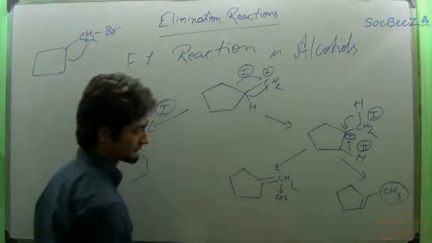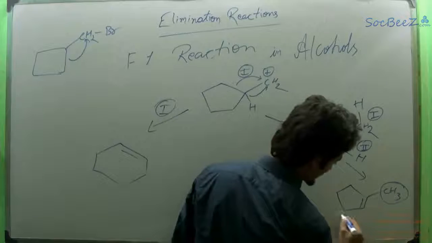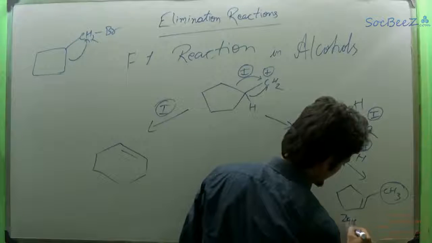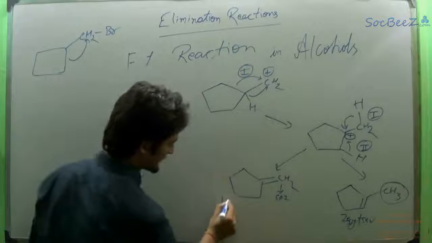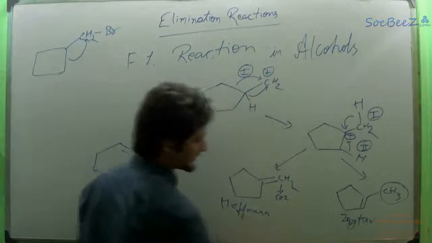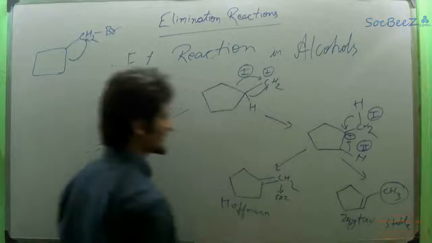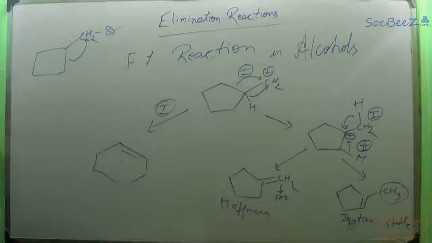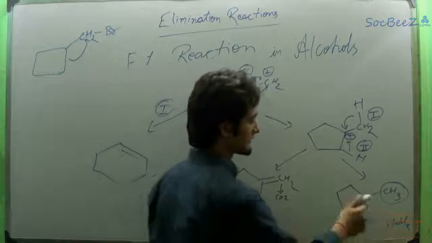So this one will be the Zaitsev product. This one will be Hofmann. Hence this is more stable. See, there are 3 possibilities in this example. 1 is the 6-membered ring, this is a Hofmann product, this is a Zaitsev product.